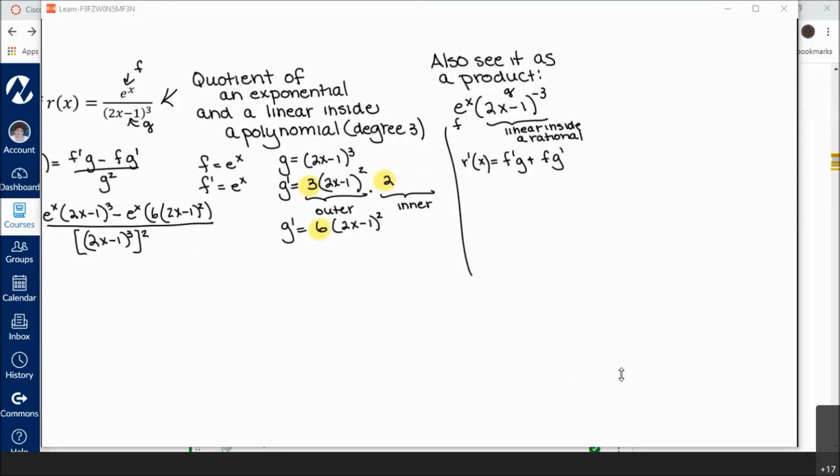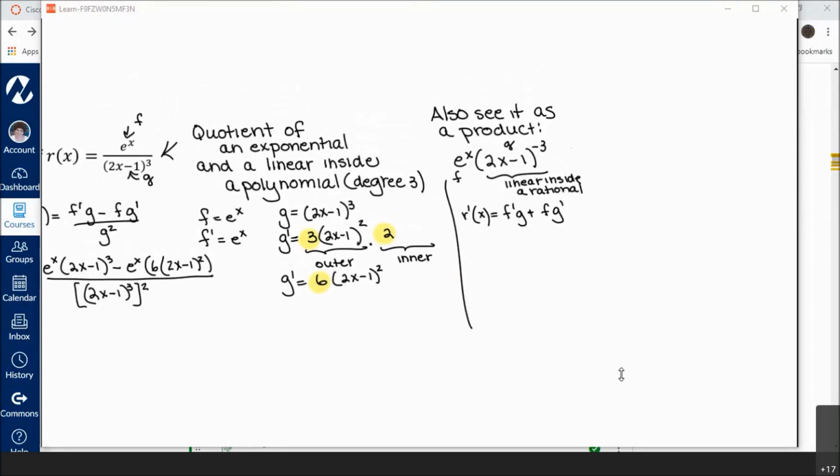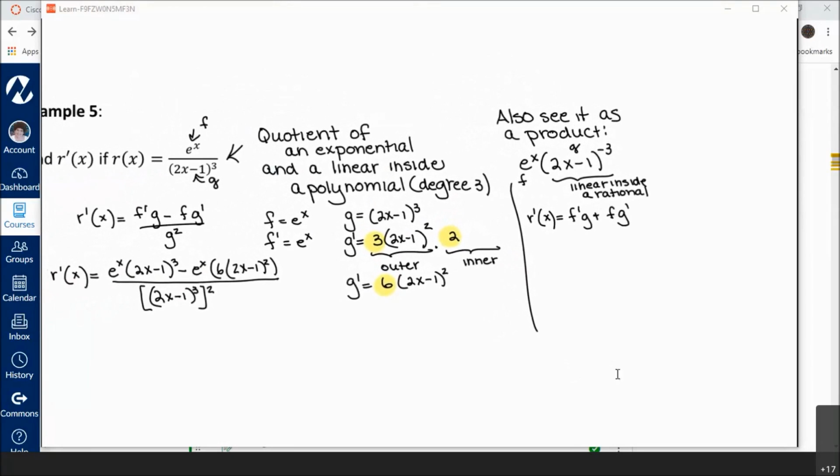Okay, everybody good with that? So again, see it as whatever looks easier. Okay, if you look at this and say, hey, it's a fraction, and there are x's in the top and bottom, I need to use the quotient rule, go for it. You'll get this as the answer.